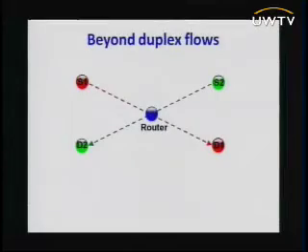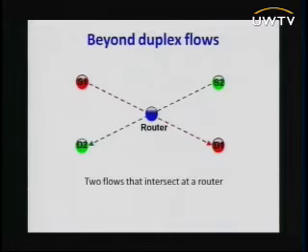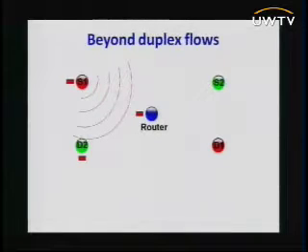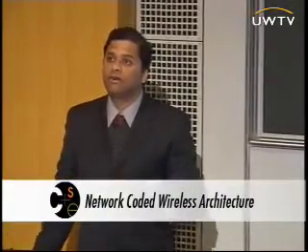Here, there are two flows again, but S1 is sending traffic to D1 through the router in the middle, and S2 is sending traffic to D2 through the router in the middle. So you have two flows that intersect at a router. Now, S1 takes this packet and broadcasts it to the router. Because of the broadcast nature, D2 overhears this packet. In the current design, D2 is forced to throw away this packet because it's not meant for it.